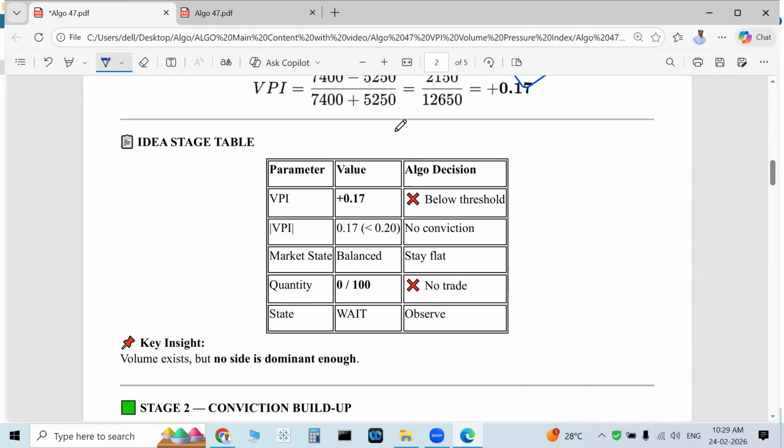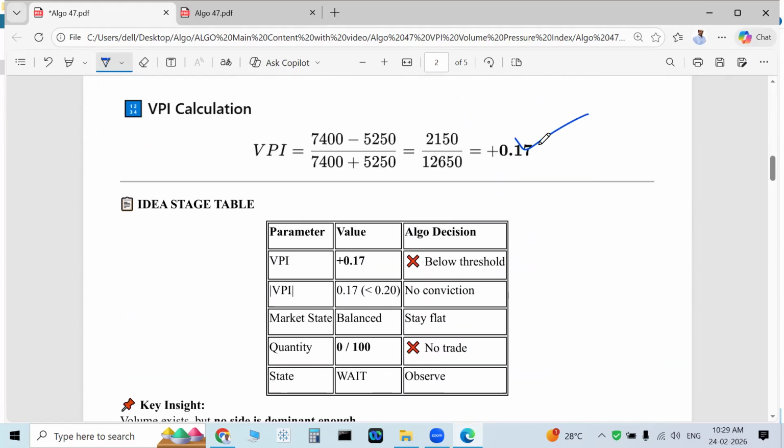The threshold for the VPI we capped at 0.020. So a VPI of 0.17 is not enough, so it's not going to tell you any quantity to trade. Basically it doesn't give you the direction, it gives you the quantity to trade. If there is more VPI on either the positive or negative side, it is going to give a quantity.